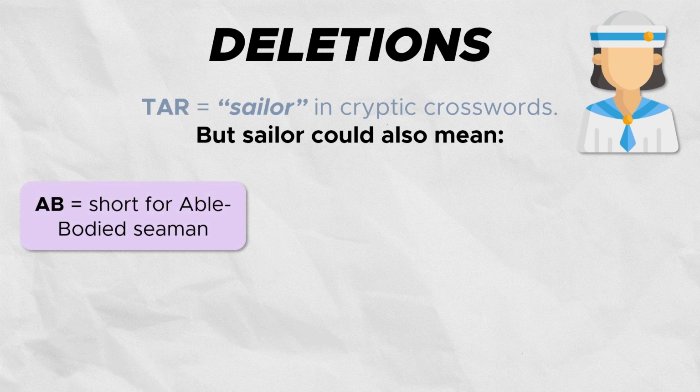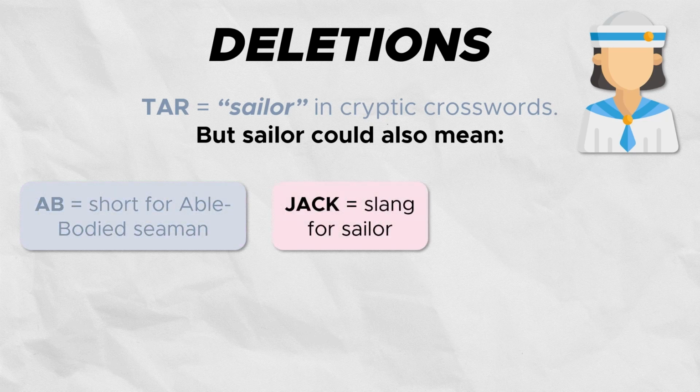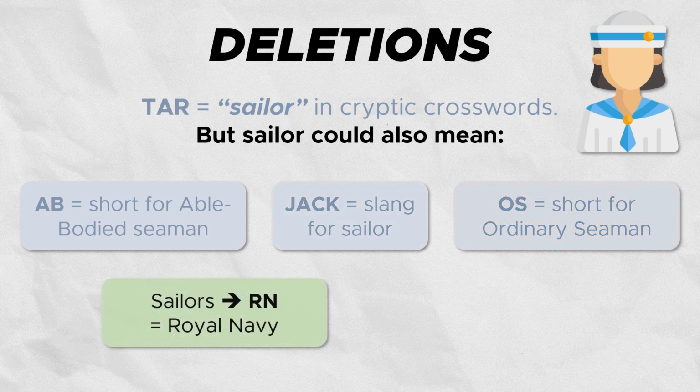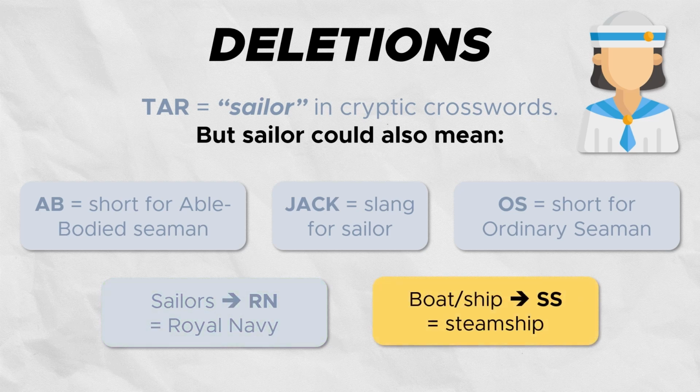But the word sailor could refer to other things in a cryptic crossword. AB, short for able-bodied seaman. Jack, which is slang for sailor. OS, which is short for ordinary seaman. And sailors in the plural could refer to RN, the Royal Navy. Similarly, boat or ship could refer to SS, or a steamship. Crossword setters have favourite abbreviations and synonyms that are really niche and specific to cryptic crosswords. Don't worry, it takes time and experience to get used to all of these cryptic synonyms and abbreviations. You can always look them up in cryptic crossword abbreviation lists online, but now that I've told you, you'll start spotting them in no time.